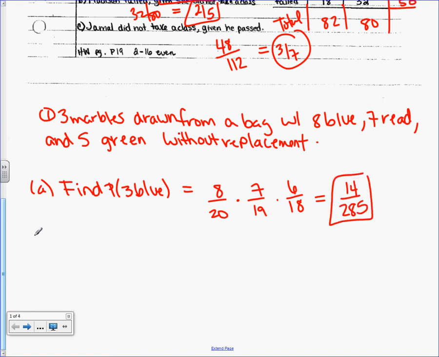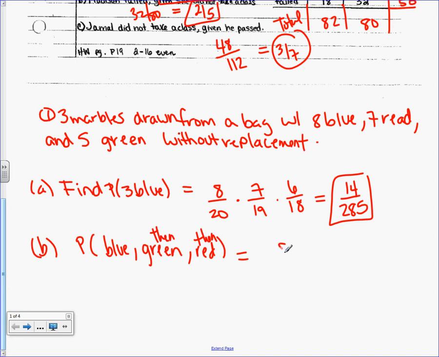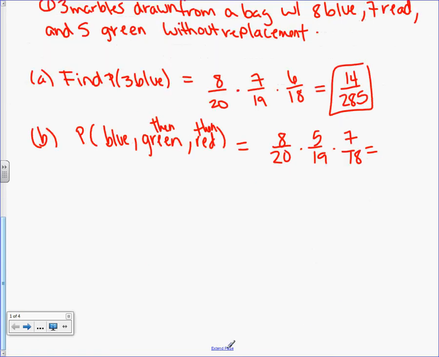Excellent. We'll do one more. Find the probability blue, then green, then red. I have the word then on them. That probably matters. Okay. What's the probability that we start off with a blue one? 8 out of 20 again. Then green. 5 out of 19. Then red, 7 out of 18. Very good. And what do you get? Very good. 7 out of 171.